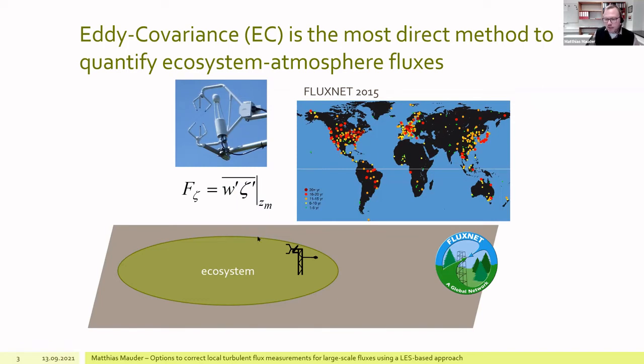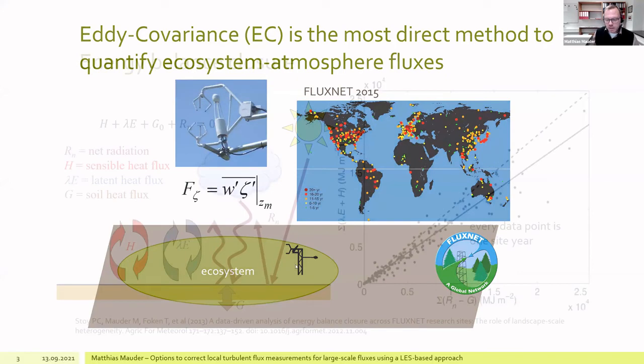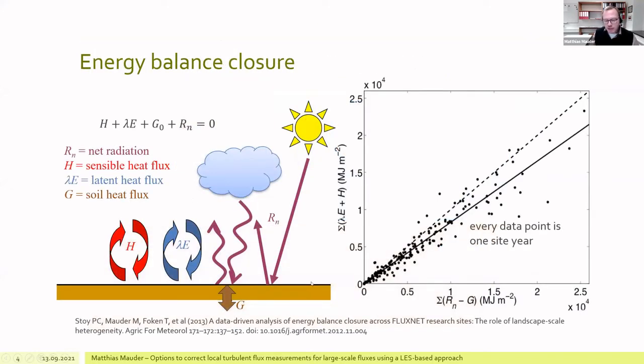You always have to say which scale you're measuring at. That was a good question also after Paul's talk. But is this actually accurate? If this is what we call the most direct method, is this also accurate? Well, there is one way to test this. We can set up the energy balance. We use the energy balance equation and can compare the available energy at the surface, which is basically the sum of net radiation and the ground heat flux, and plot it against the sum of the turbulent fluxes.